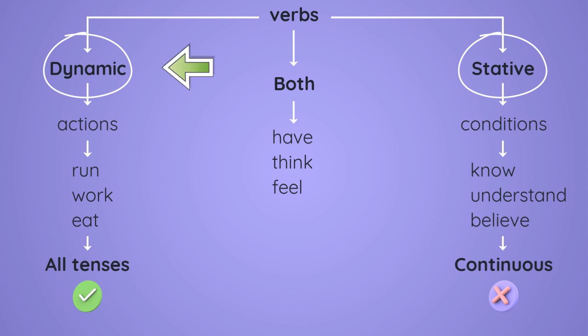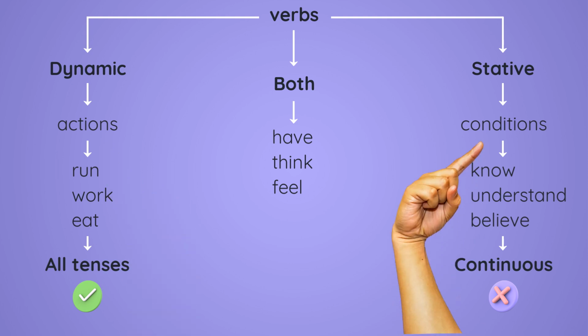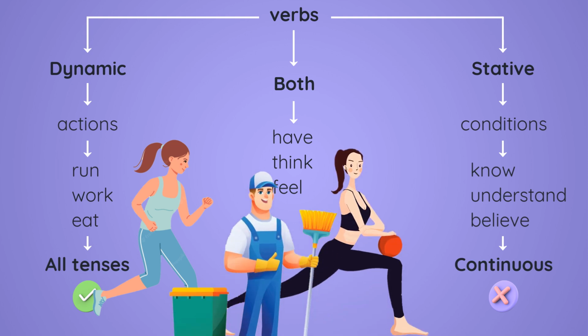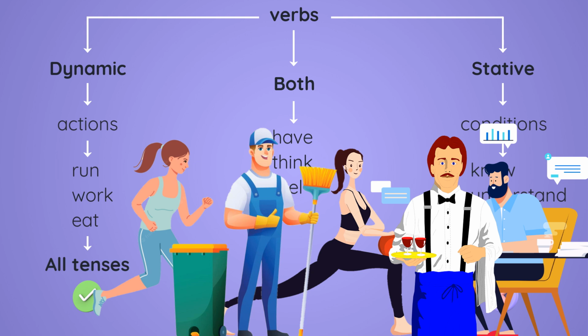Most verbs in English are what we call dynamic. That means that they refer to actions, alright? But stative verbs refer to states or conditions. So, let's look at the differences. The dynamic verbs refer to actions. For example, run, or play, or work and learn, or eat and drink, right?